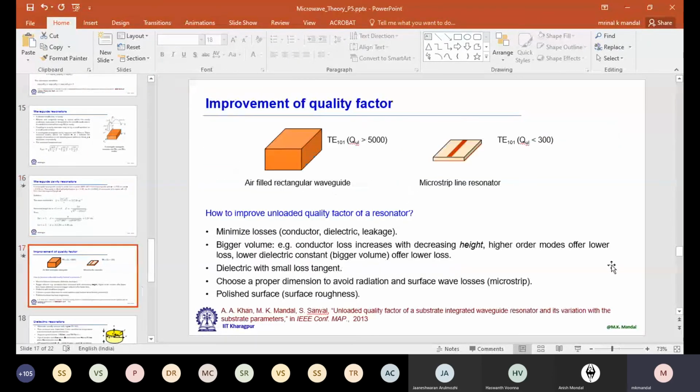Well, now we learned so many points. Based on that, if I compare the quality factors, a rectangular waveguide is supposed to provide higher quality factor compared to PCB technology in general, even though I considered here microstrip line. What is the reason? Any one of you can switch on MIC and tell me why rectangular waveguide always has higher quality factor compared to microstrip line?